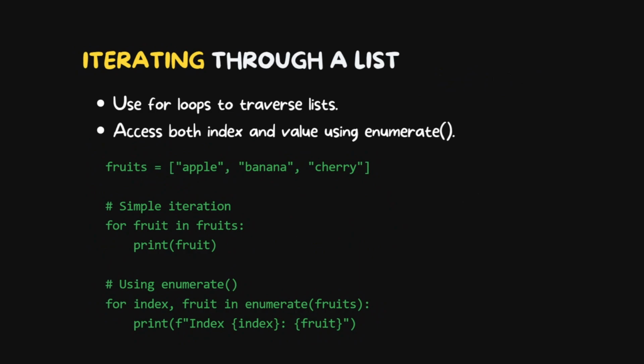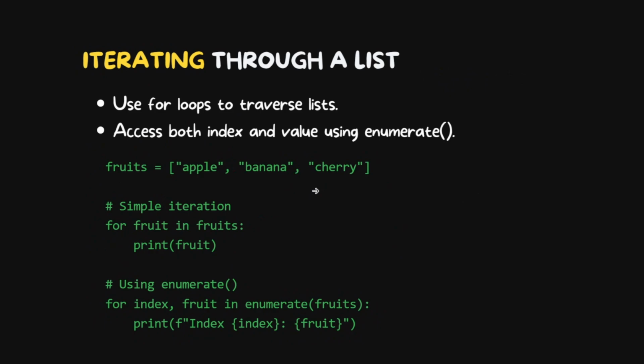To work with lists, you will often need to iterate through them. So here's an example of a simple iteration. The list is apple, banana and cherry. So for fruit in fruits, which means for each element in this list, we will print the fruit, so each element will be printed. The output should be like apple, banana and cherry.